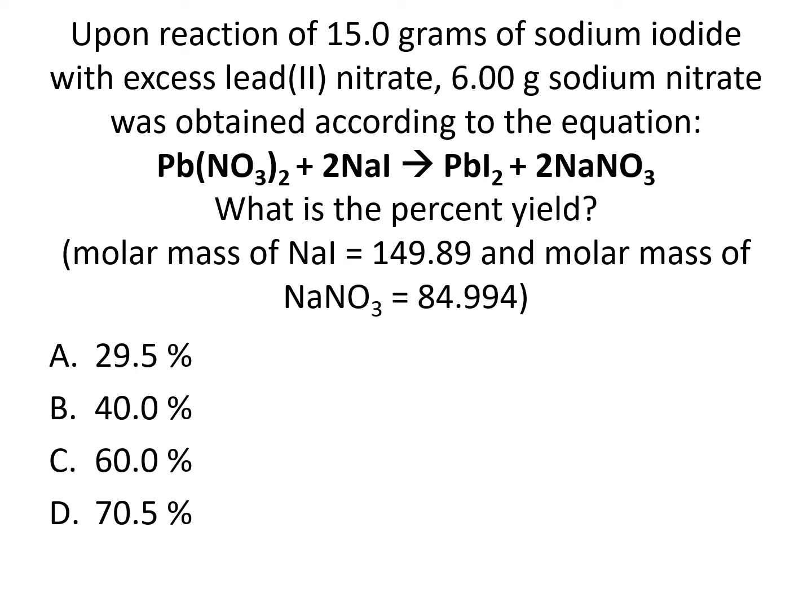Upon reaction of 15.0 grams of sodium iodide with excess lead 2 nitrate, 6.00 grams of sodium nitrate was obtained according to the equation Pb(NO3)2 + 2 NaI yields PbI2 + 2 NaNO3. What is the percent yield? The molar mass of sodium iodide is 149.89, and the molar mass of sodium nitrate is 84.994. Is the answer A, 29.5%, B, 40.0%, C, 60.0%, or D, 70.5%?